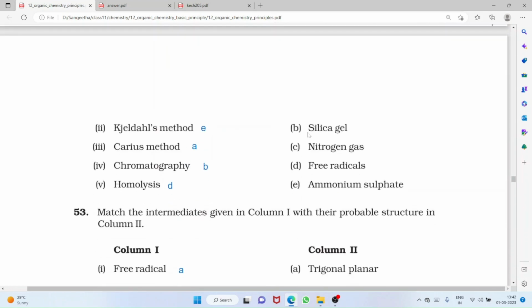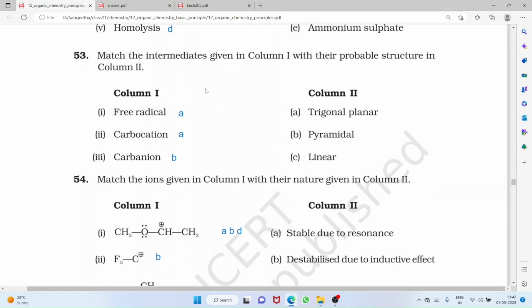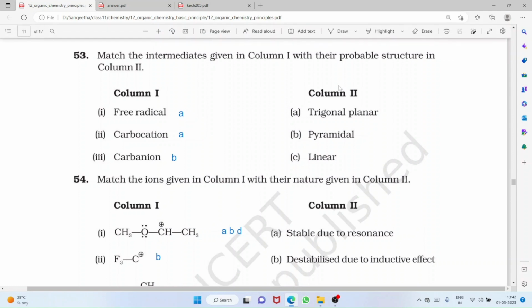Chromatography: silica gel. Homolysis gives free radicals. Free radical. The carbocation structure is trigonal planar. That is also trigonal planar. Carbanion is pyramidal.